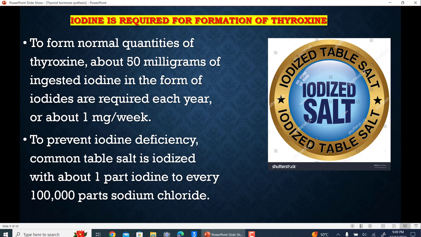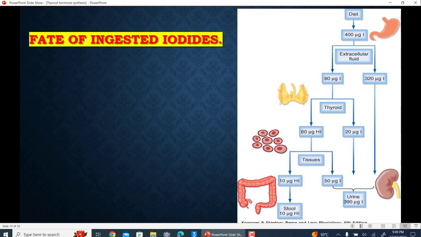To prevent iodine deficiency, common table salt is iodized with about 1 part iodine to every 1 million parts of sodium chloride. Fate of ingested iodides.